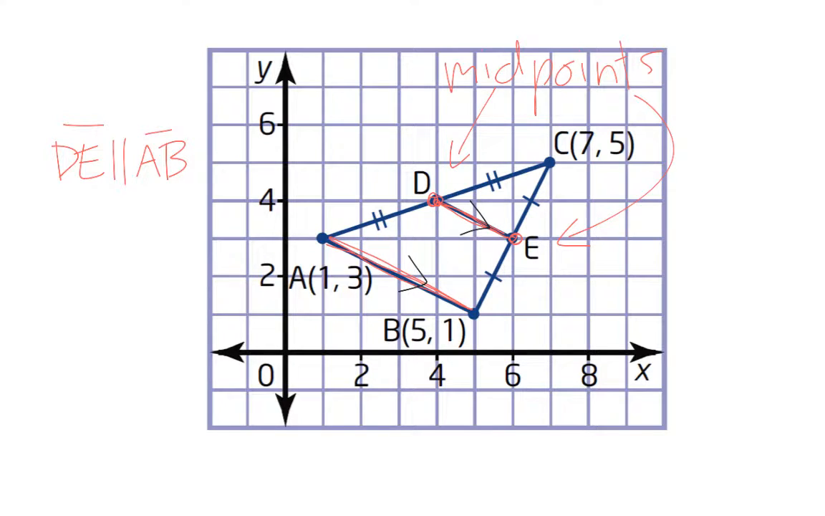And if you look closely at these 2 lines, one is longer than the other. There is a special relationship between these 2 lines. DE is 1/2 the length of line segment AB. Or alternatively, you can say AB is twice the length of DE.